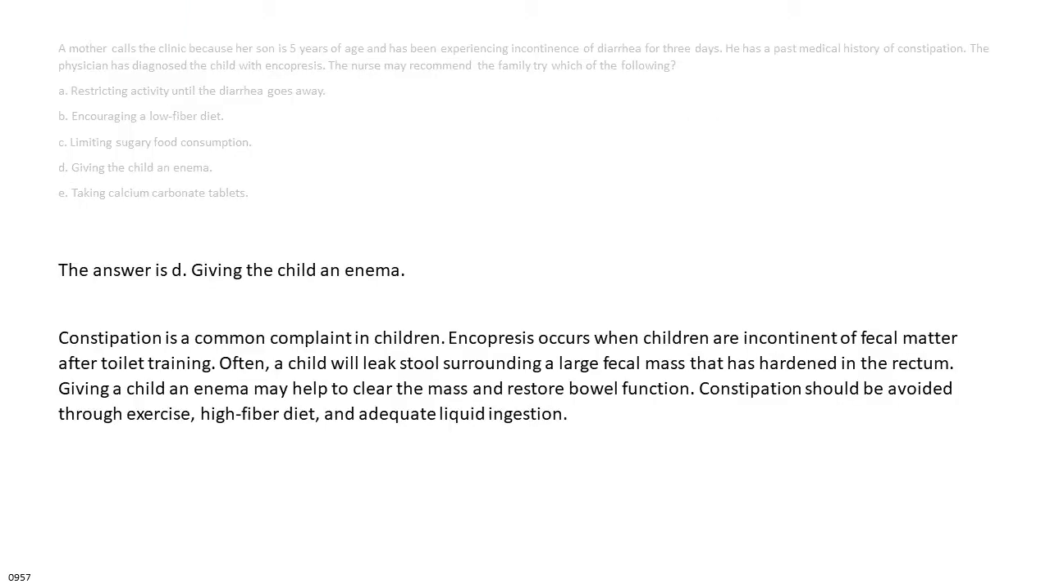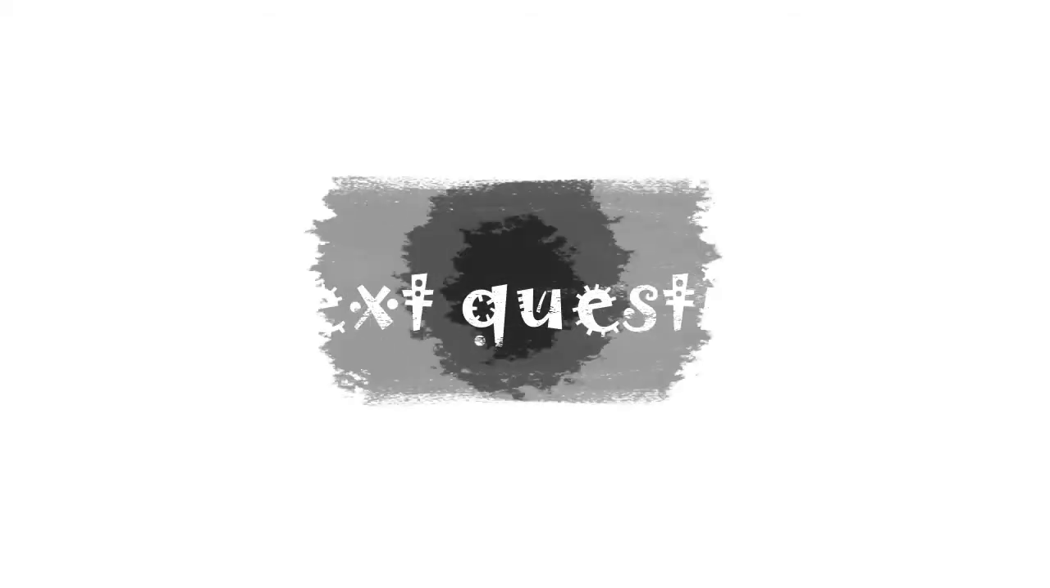The answer is D. Giving the child an enema. Constipation is a common complaint in children. Encephalitis occurs when children are incontinent of fecal matter after toilet training. Often, a child will leak stools surrounding a large fecal mass that has hardened in the rectum. Giving a child an enema may help to clear the mass and restore bowel function. Constipation should be avoided through exercise, high-fiber diet, and adequate liquid ingestion.